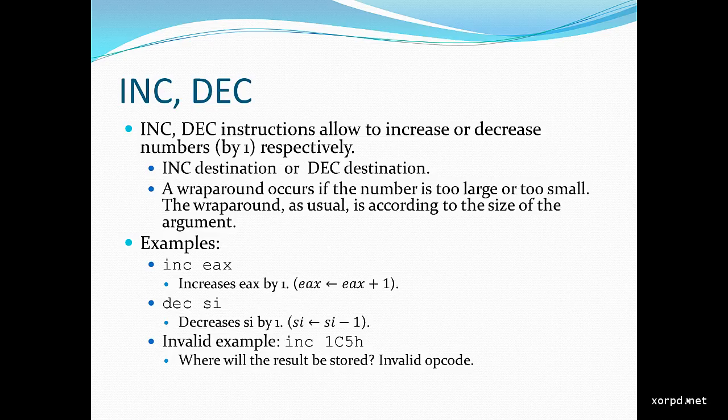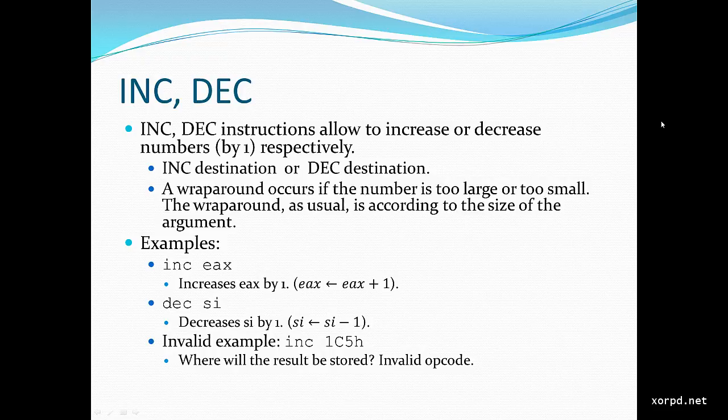Inc and dec. We are going to speak about those two instructions first. Those two instructions allow to increase or decrease numbers, only by 1. It looks like this: inc, destination, or dec, destination. This is the only argument of this instruction. Both of these instructions have only one argument, which is called destination.